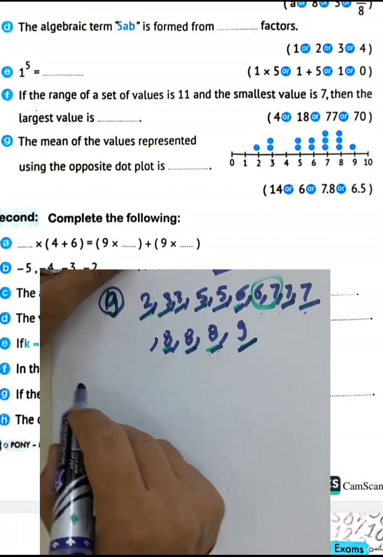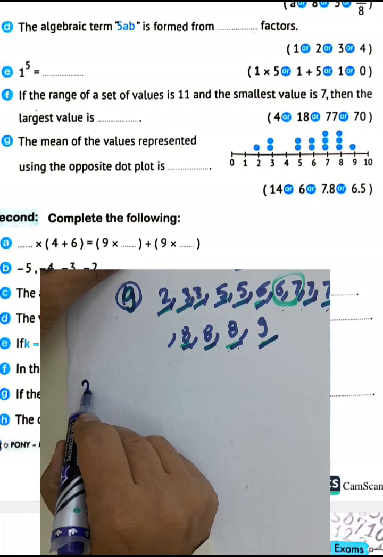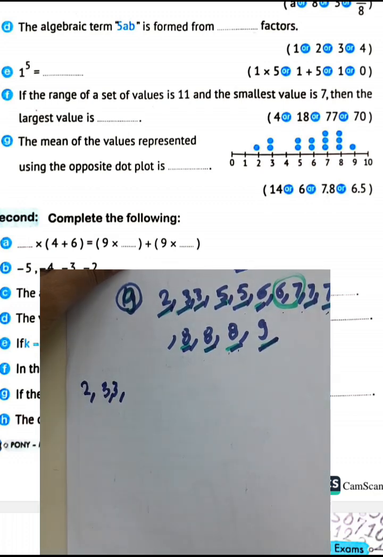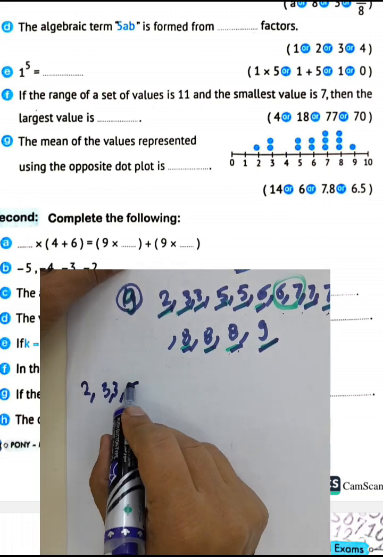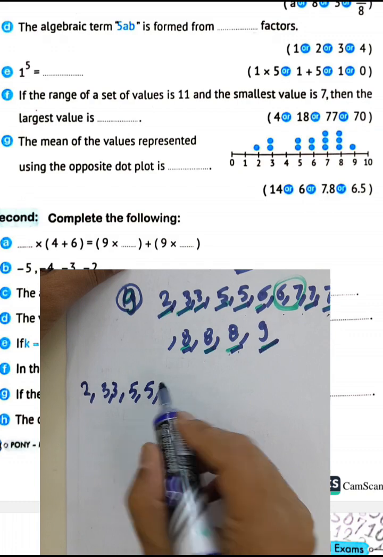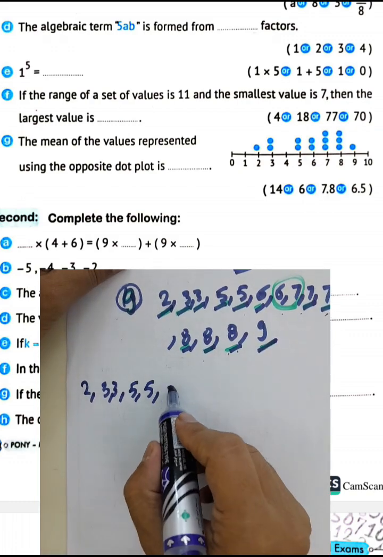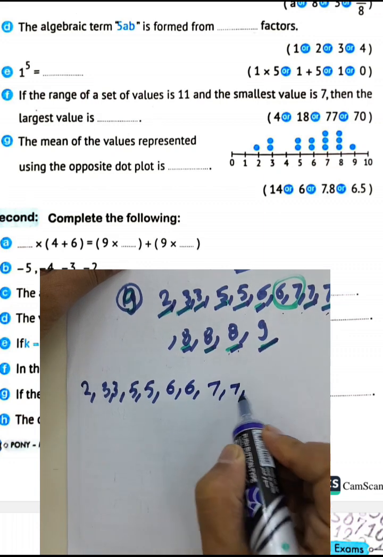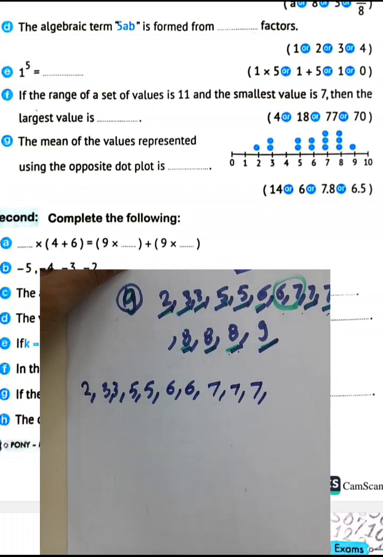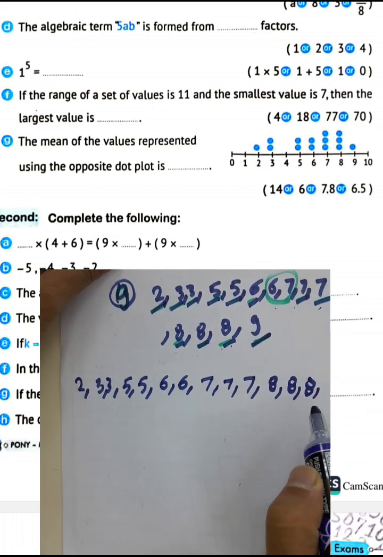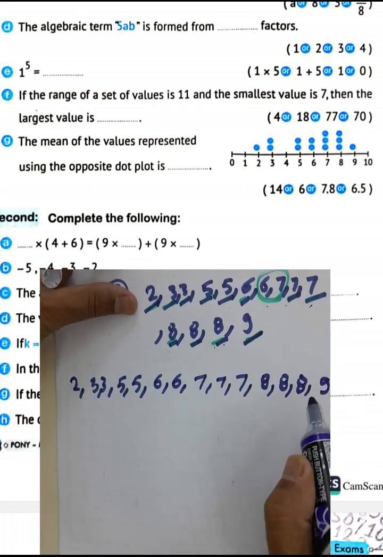Okay, we will write it again from the left-hand side. 2 once, 3 repeating twice, and 5 twice, and 6 repeating twice. Okay, we have 2 point up 6, it refers to 6 repeating twice. 7 and 7 and 7 and 8 and 8 and 8 and the last one 9. Okay, pay attention with me here.